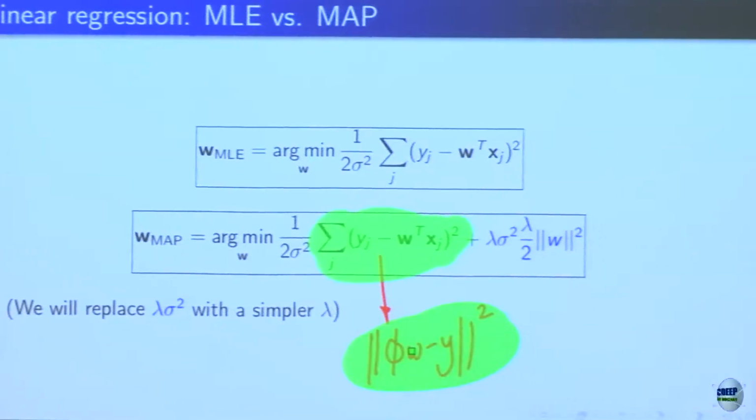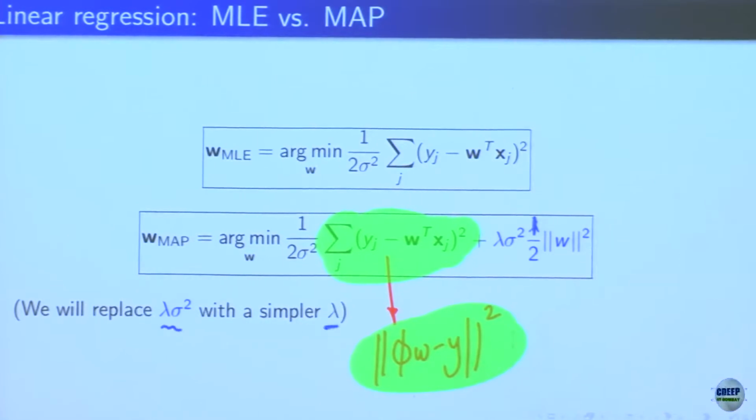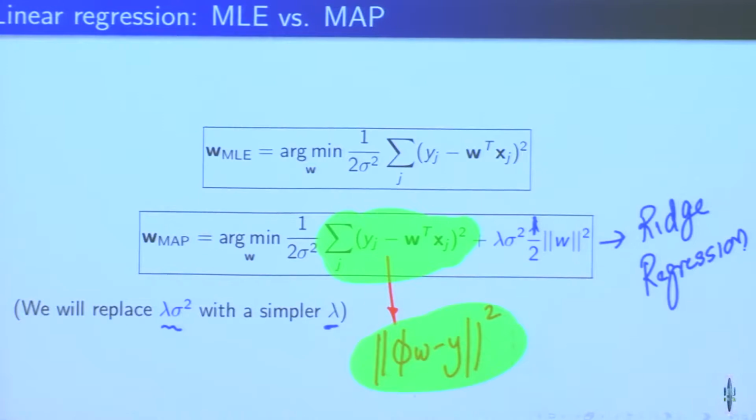which we are all familiar with right now, plus a new component where you have lambda sigma square by 2 into norm W square. What we will do is just replace lambda sigma square with a simpler lambda. We will combine the lambda and sigma square. But this is ridge regression. So this is ridge regression. Is this clear? So you have seen the mathematical equivalence.